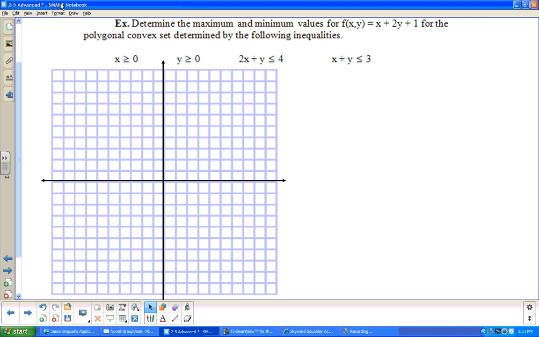And that's why sometimes colored pencils can be helpful. So remember, the first thing you do is look for those boundaries. So this is x equals 0, y equals 0, right? Those should be fairly similar to the ones we just had.